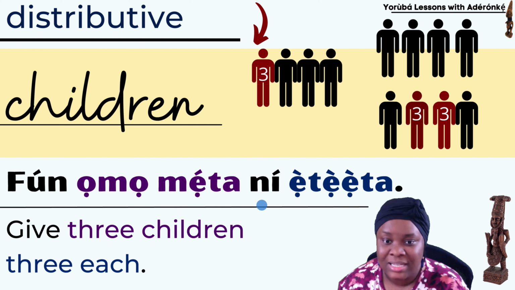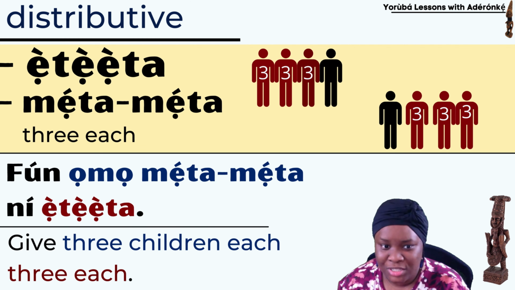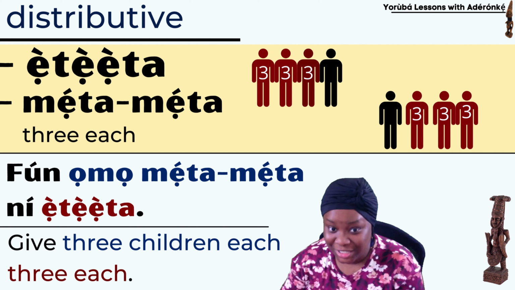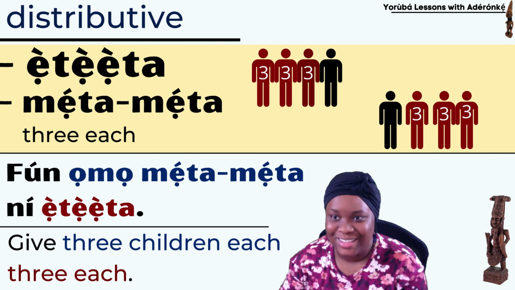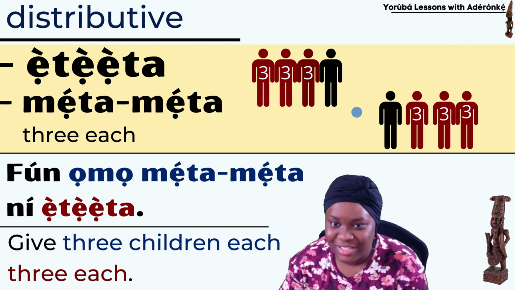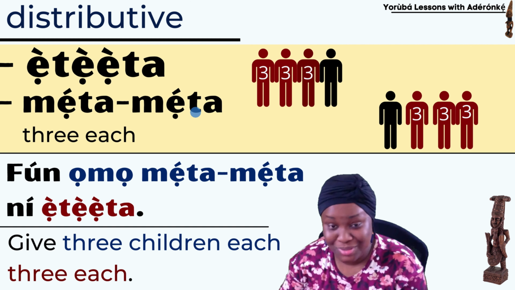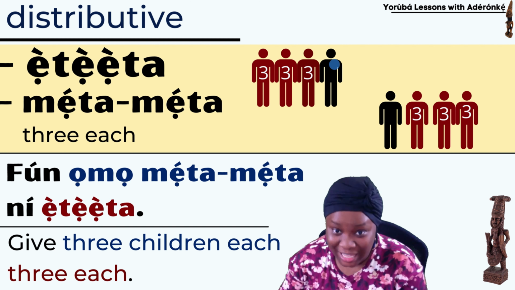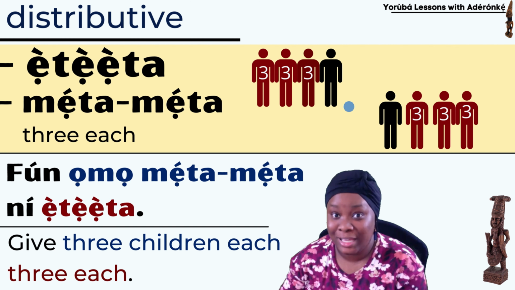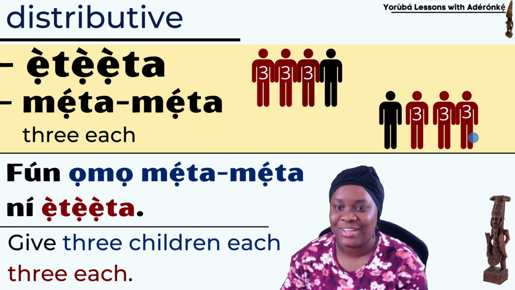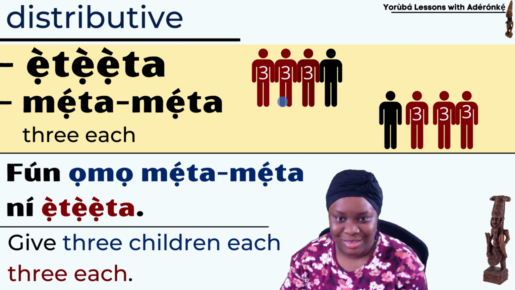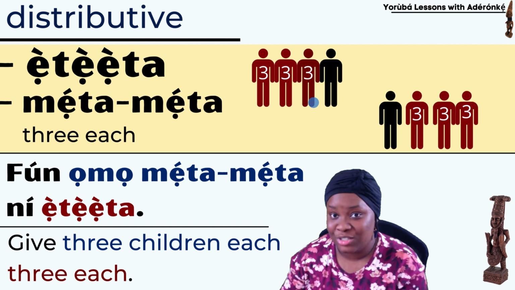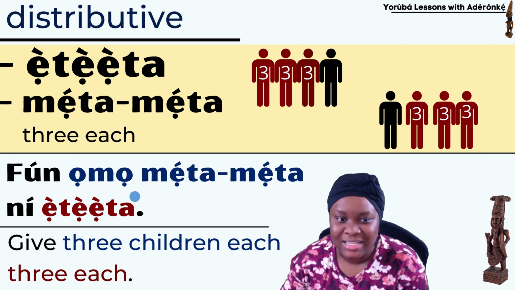Adjectival meta, right? Ní ẹ̀tẹ̀ta, 3 each. Give this one 3, give this one 3, give this one 3. If you want to say, give 3 children each, 3 each, then you would have to say, fún ọmọ mẹ́ta. Now you're saying, there's a group here, there's a group there. Give 3 children each, from each group, 3 each. Give 3 each, 3 each. 3 from here, 3 each. Fún ọmọ mẹ́ta mẹ́ta ní ẹ̀tẹ̀ẹ̀ta.